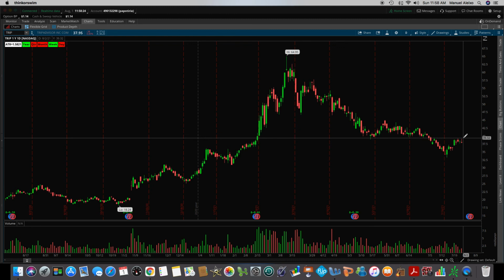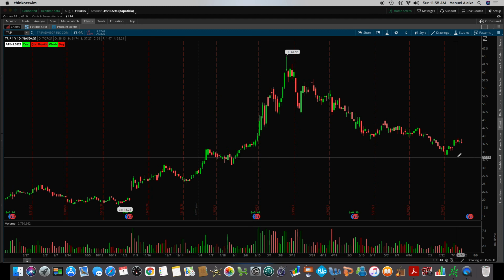Okay? Now, there's one thing I do like about it, and let me show it to you. When Trip started going down, you can clearly see it's putting in lower highs. Okay? So it's gone up here, couldn't go any higher, came back down, found some support, went up, went here, came down, and as you can see, it's been just on a downward trajectory.